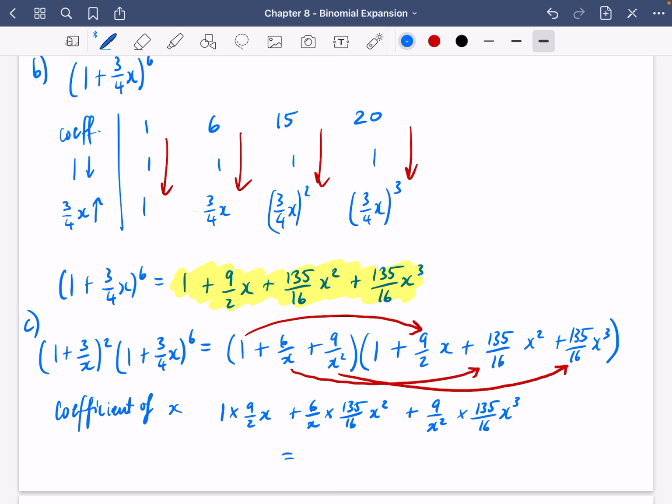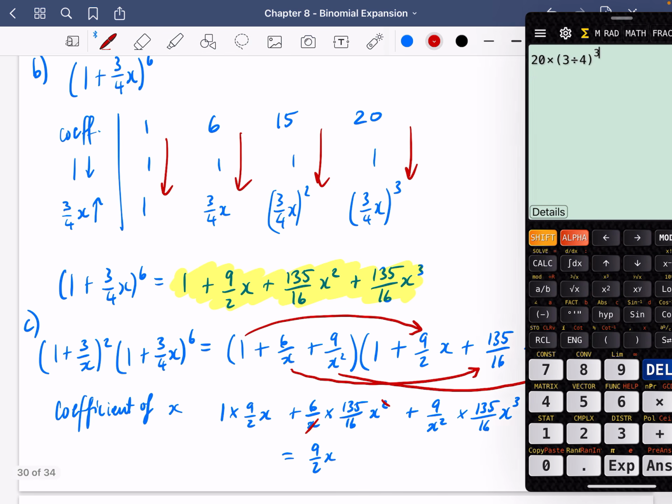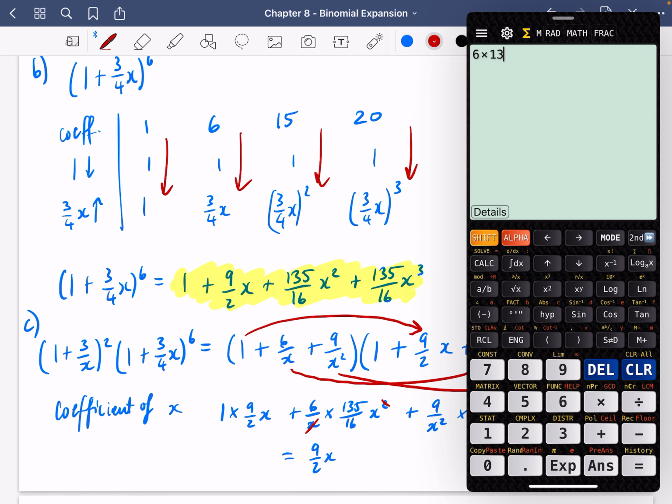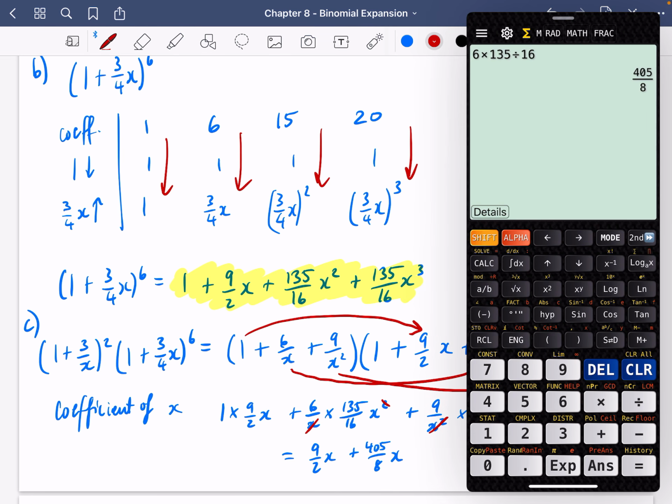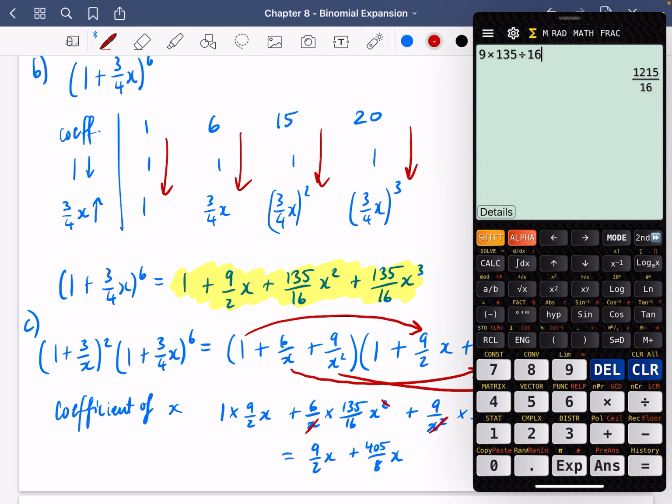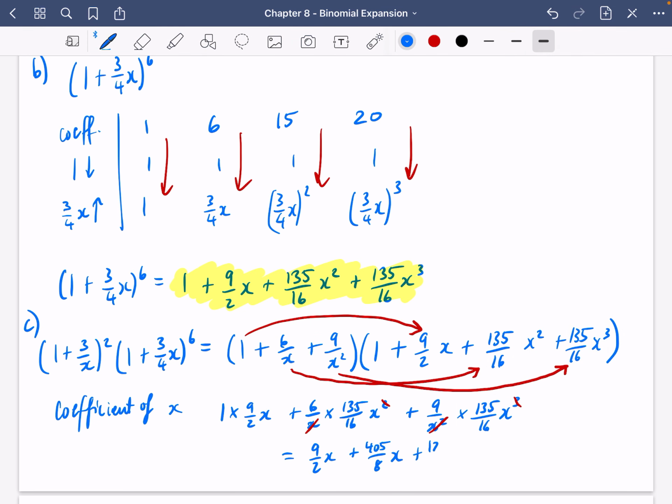So that is going to be 9 over 2x. The x here is going to cancel with that squared, so we get an x. So it's going to be 6 times 135 over 16. So it's 405 over 8x. And then the last part, the x squared is going to cancel with the cube, so you get just an x, and that's going to be 9 times 135 over 16, which is 1215 over 16. So these are all x coefficients.